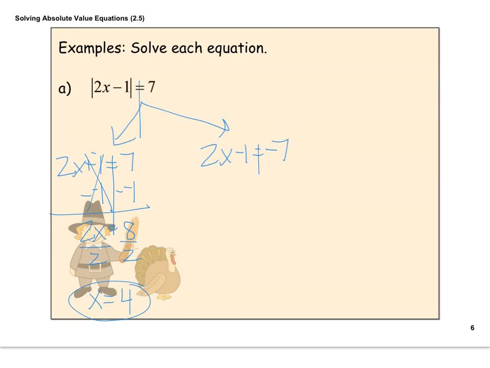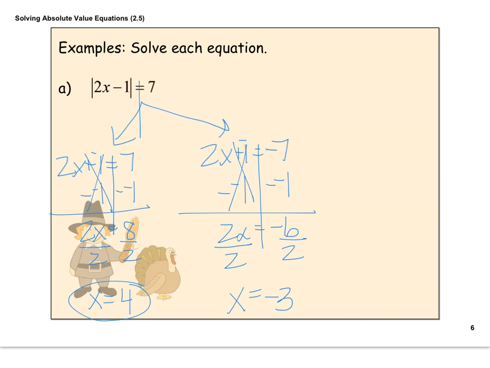So let's solve our other one. Same thing, keep, change, change. Undo addition by subtracting a -1. Now, a lot of students here will say, but Mrs. Haugen, won't I get the same answer? You actually will not, because you're taking a -7 minus a -1. And when you type that into your calculator, you end up with -6. And when you divide by 2, you end up with x equals -3. So your two solutions are these two numbers.